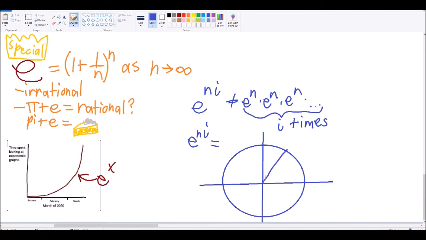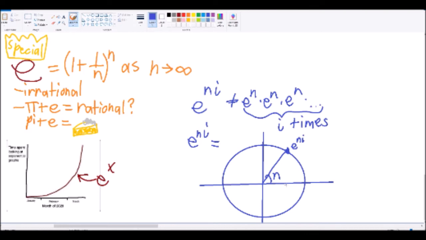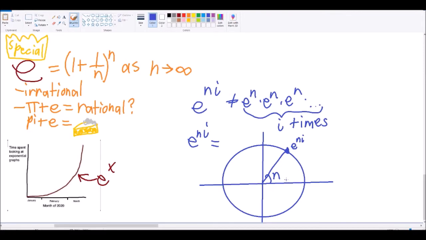So 2 to the i, or e to the natural log of 2 times i, rotates along the unit circle natural log of 2 radians. The result is wherever this point lands, with the x and y coordinates written as one complex number. Now, we're using radians, which have the neat property that this curvy distance is the same as the angle. And trig gives us a really neat way to turn angles into coordinates. So in general, e to the ni equals cosine of n plus i times sine of n.